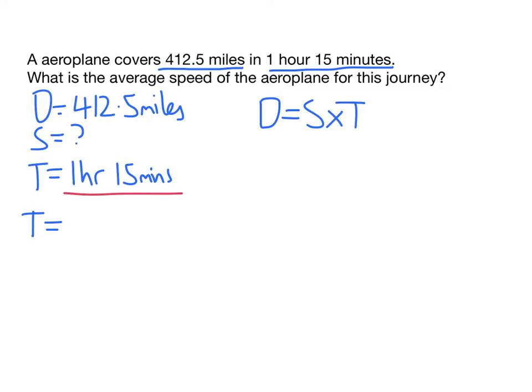Well, an hour and 15 minutes. Well, 15 minutes is a quarter of an hour. A quarter as the decimal is 0.25. So 1 hour 15 minutes is 1.25 hours.